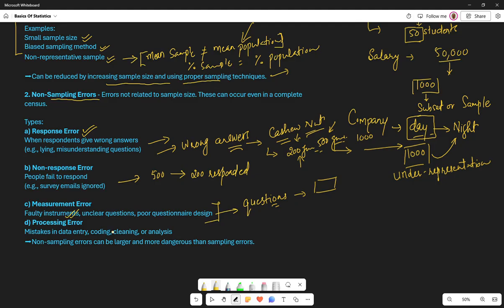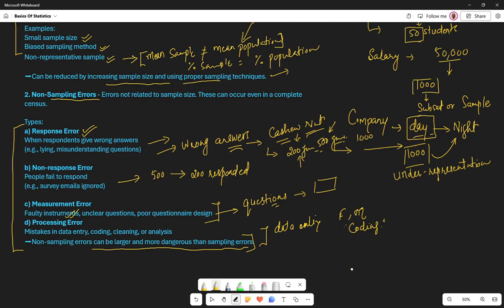Fourth could be the processing error, right? So processing error could be manual, like I'm doing data entry and the data entry operator made the wrong entry there, right? So the value was female, but the data entry operator by mistake put male, right? There could be coding mistakes as well while doing the calculations on the data too, right? And these non-sampling errors are considered very dangerous, right? So we should try to avoid making these non-sampling errors, right?